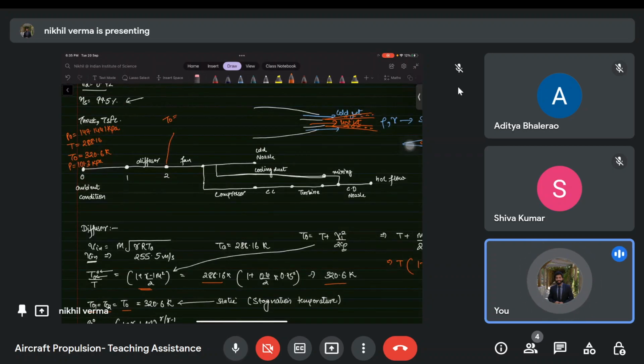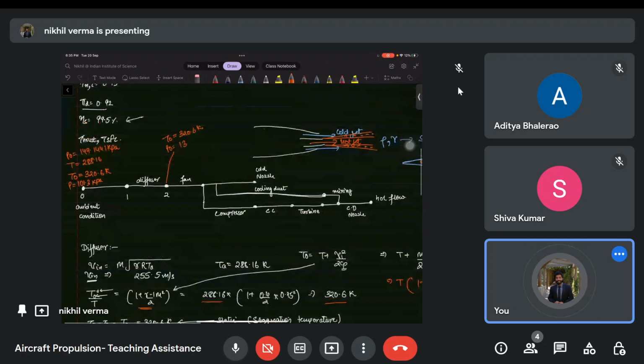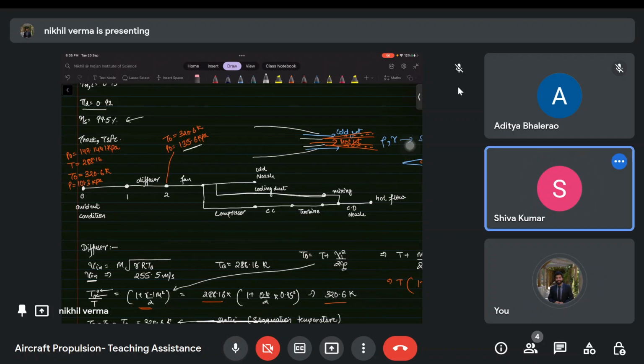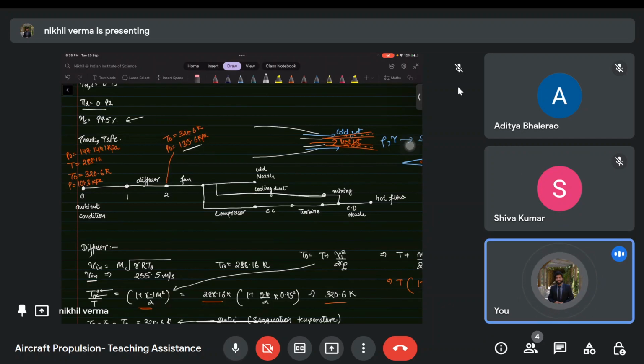After the diffuser, the temperature is unknown, but T naught is known. This will be equal to 320.6 Kelvin, and P naught we have calculated as 135.6 kilopascal. Can somebody tell me what is the reason for the loss of this stagnation pressure? Frictional losses. Yes, right. This is because of the friction losses.